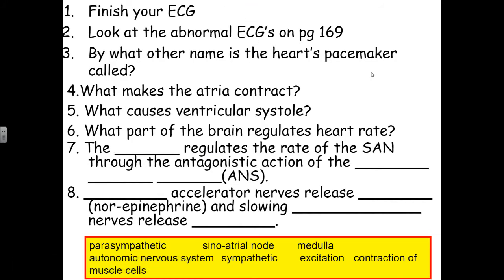So have a look through your booklet and have a go at the questions. Think about these ones here as well. Do you know the name for the heart's pacemaker? What makes the atria contract? What makes the ventricular systole happen? What part of the brain regulates heart rate? Something regulates the rate of the sinoatrial node through the antagonistic action of what? Something accelerating nerves release something, and something slowing nerves release something.